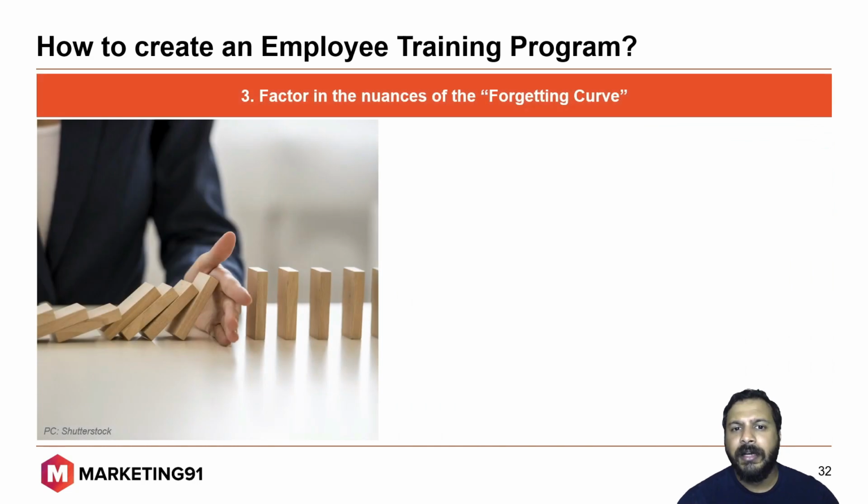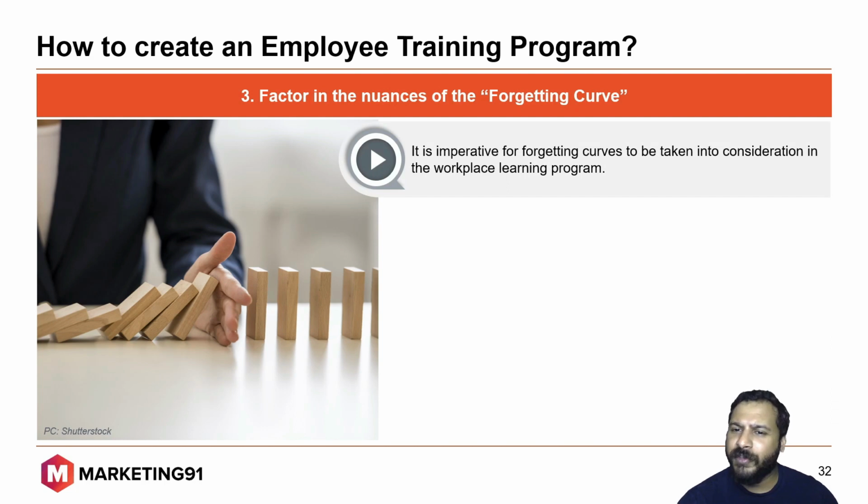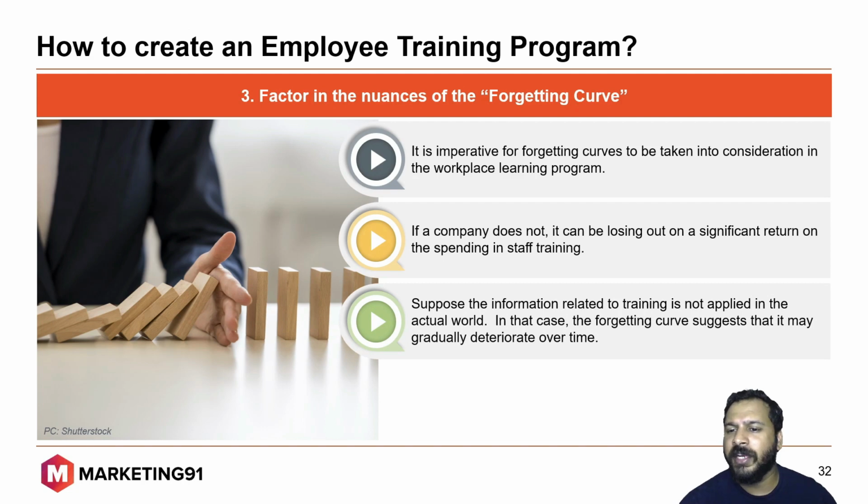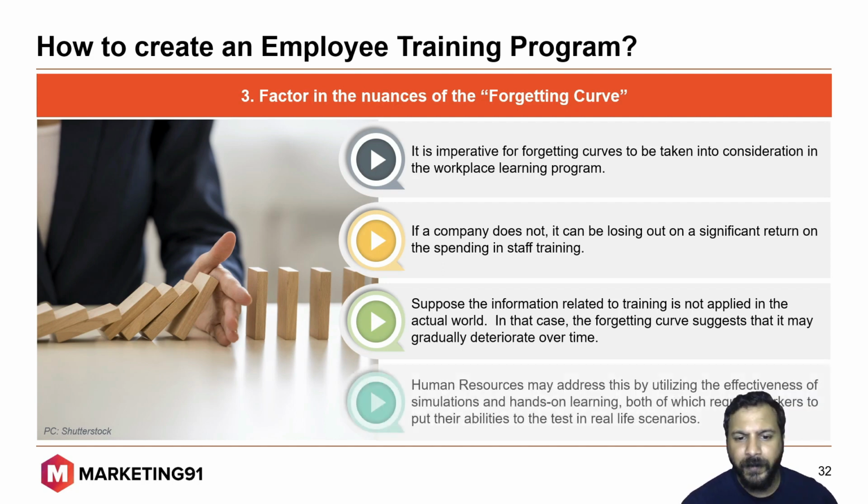At number 3, factor in the nuances of the forgetting curve. It is imperative for forgetting curves to be taken into consideration in the workplace learning program. If a company does not, it can be losing out on a significant return on the spending in staff training. Suppose the information related to training is not applied in the actual world and quickly. In that case, a forgetting curve suggests that it may gradually deteriorate over time. Human resources may address this by utilizing the effectiveness of simulation and hands-on learning, both of which require workers to put their abilities to test in real-life scenarios.